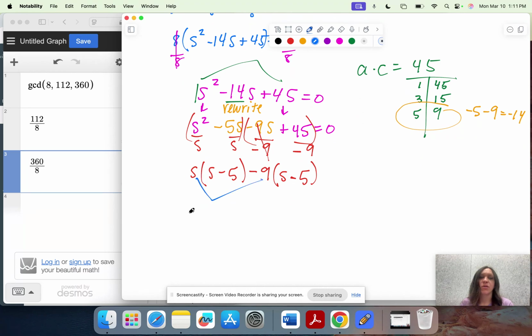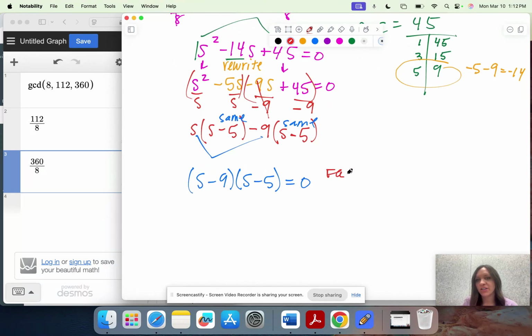So our factored form is what we took out, s minus 9. And then this one that's the same, we only write once. It's twice up there, once down here, equals 0. Yay.